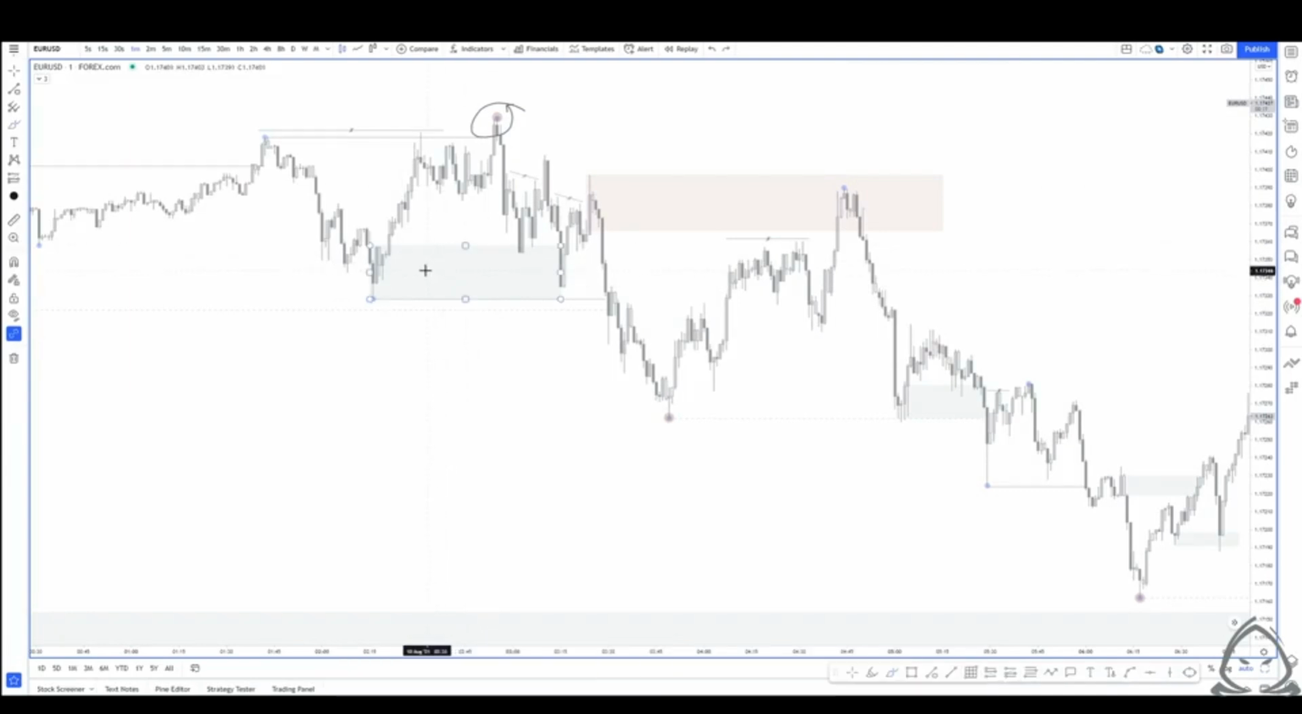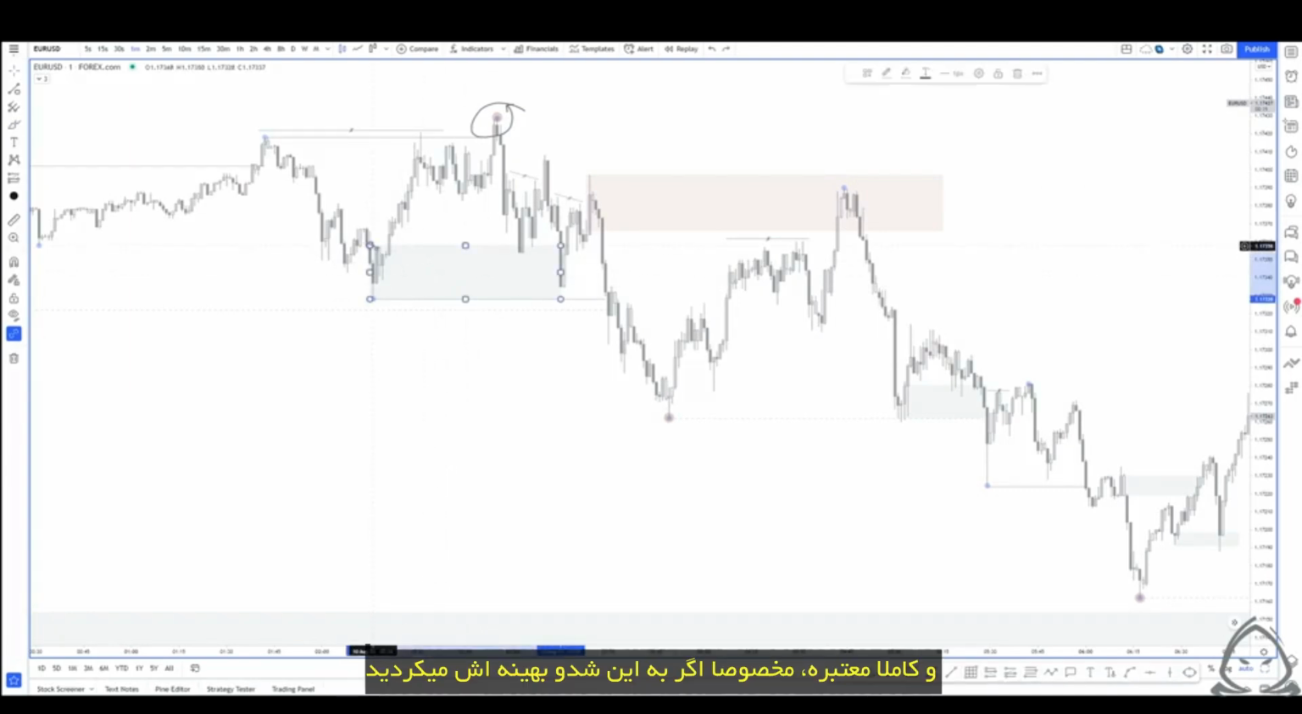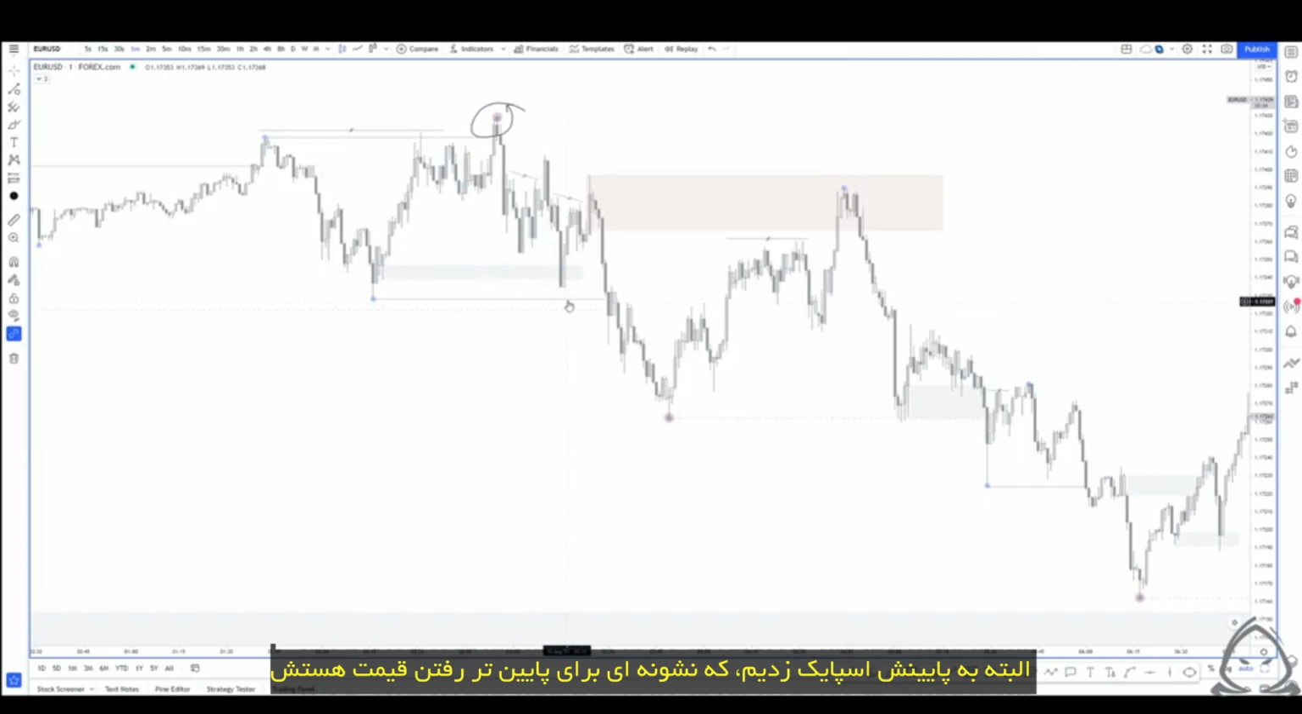It makes sense, and it is entirely valid, especially if you were to refine it to, say, this wick right here using lower time frame refinements. Again, this would be more of a seconds demand zone then, or something like this. Of course, we do spike below it, which is an indication that price is more than willing to trade lower. But at this point, if we didn't have this bit of information, we're just waiting for price to react.